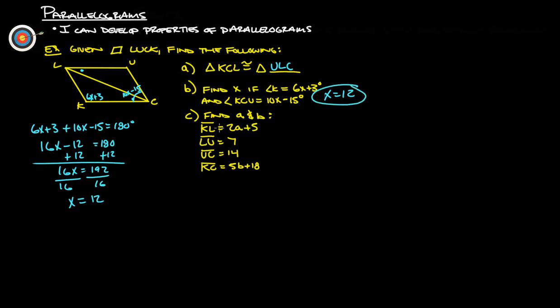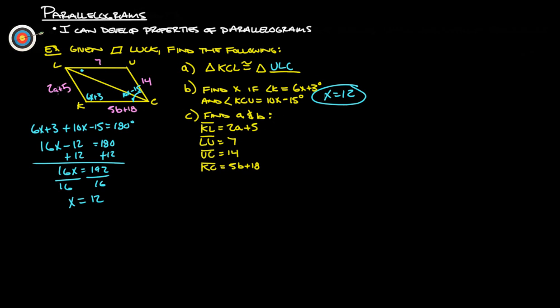Okay. Last one for this example is C. Find A and B. They tell us that KL, let's do this in a different color so it's a little easier, KL is 2A plus 5. So K to L is 2A plus 5. LU is 7, UC is 14, and KC down here is 5B plus 18. Okay, so we're going to find A and B.